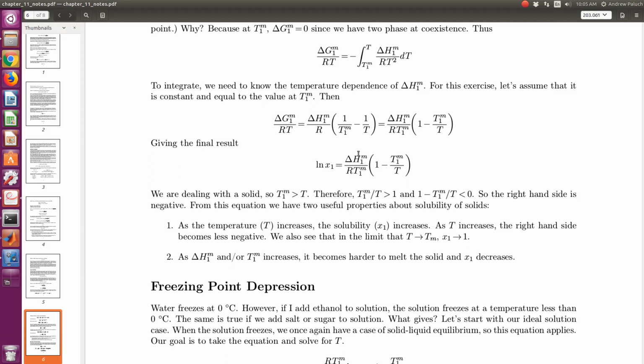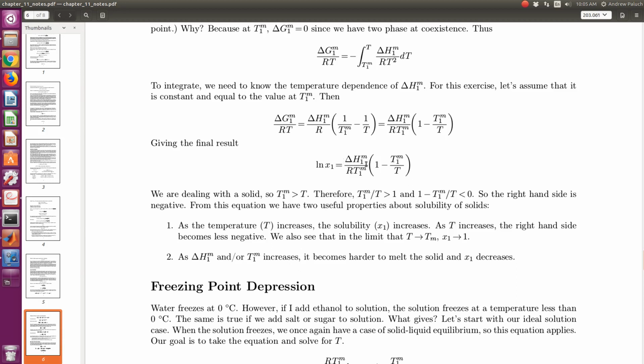And so if I think about a couple of different solids, right, the solid with the higher pure component melting point and higher enthalpy of fusion is essentially harder to melt, right? It has stronger intermolecular interactions, which cause it to melt at a higher temperature and with a higher enthalpy of fusion. And so if I look at this equation, right, as my enthalpy of fusion or enthalpy of melting increases, what happens? So as delta H1M increases, hold on. So as delta H1 and or T1 increases, it becomes harder to melt, and x1 decreases.